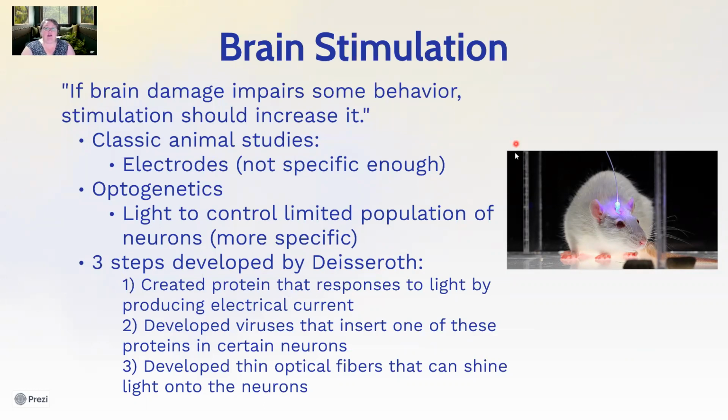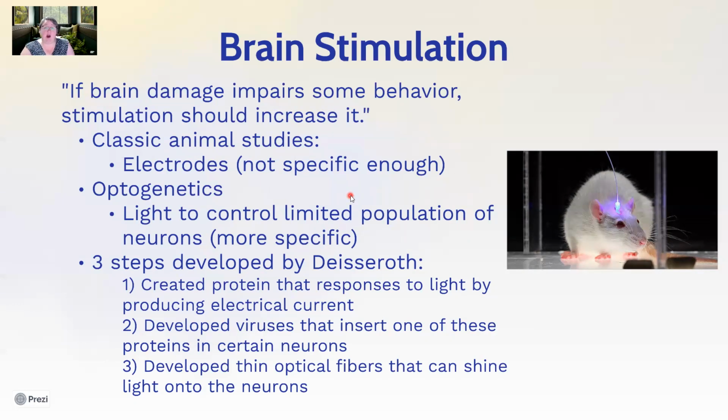In classic animal studies, they found that electrodes were not specific enough. In other words, electrodes are measuring electrical activity, and though we may be trying to capture a certain area with the electrical activity, the electrical activity that electrodes are actually measuring may go beyond what we're trying to measure.